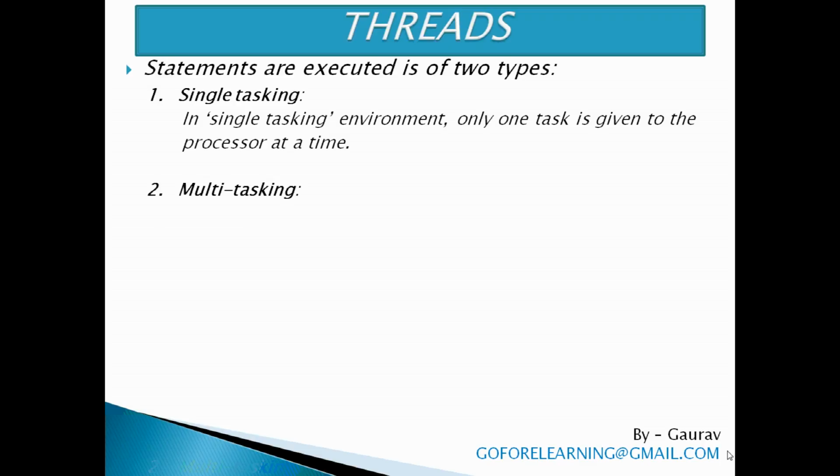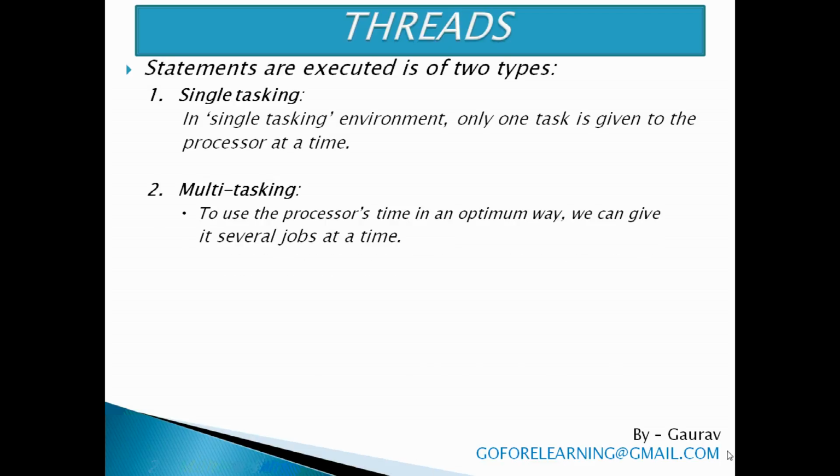Another one is multitasking. To use the processor time in an optimum way, we can give it several jobs at a time. This is called multitasking. But how can we give several jobs at a time? Suppose there are 4 tasks that we want to execute. We load them into the memory first. Then the memory is divided into 4 parts and the jobs are loaded there. Now the microprocessor has to execute them all at a time.